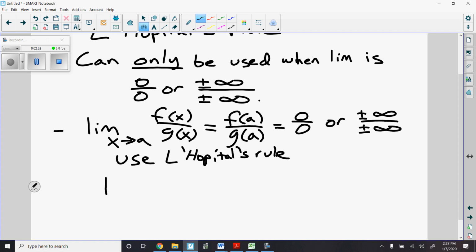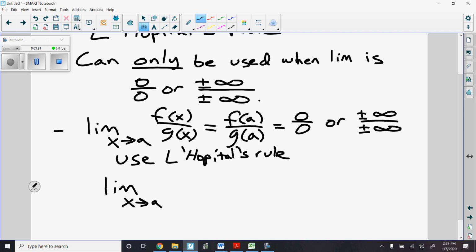And what we can do is we can do a new limit of the derivative of f over the derivative of g. And we can keep doing this, right, as long as it keeps making an indeterminate form, 0 over 0 or plus or minus infinity over plus or minus infinity. We can keep using L'Hopital's rule over and over again until we get to a solution that works.